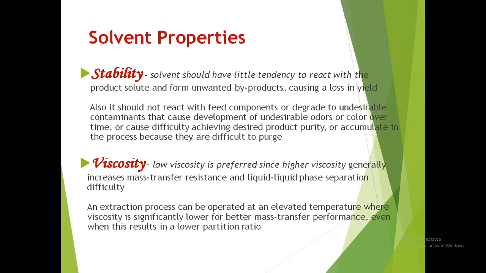An extraction process can be operated at an elevated temperature to address viscosity problems, where viscosity is significantly lower. So if we increase the temperature, viscosity lowers for better mass transfer performance, even when this results in a lower partition ratio. So gagaan mo partition ratio, but better because your feed becomes less viscous. That is, the process is operated at elevated temperature. So we increase the temperature, that way it will not be very viscous.